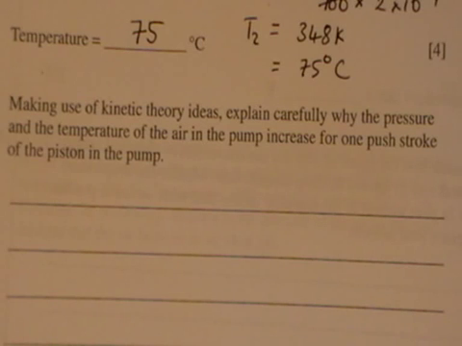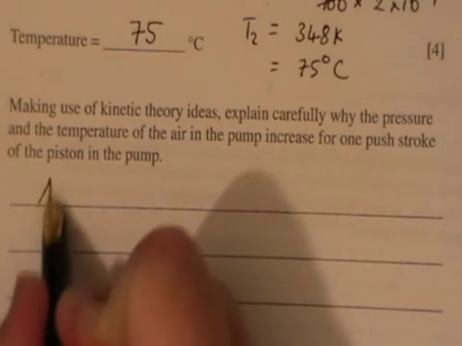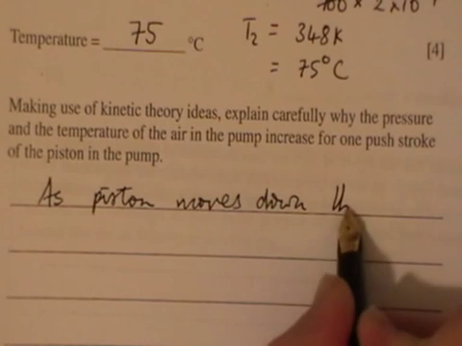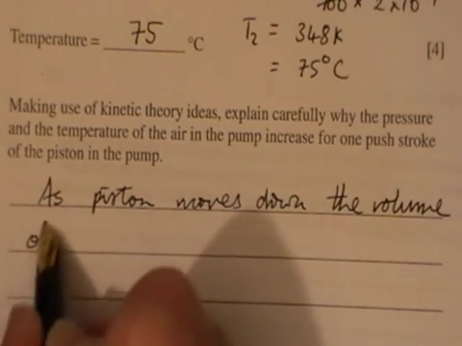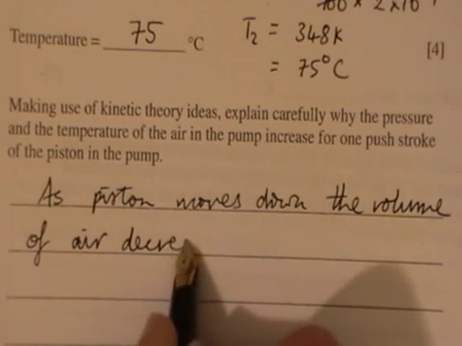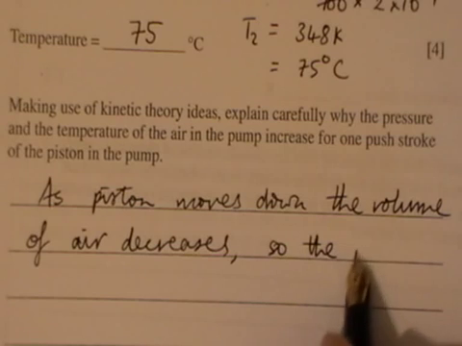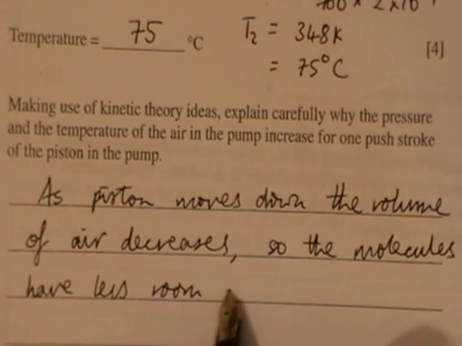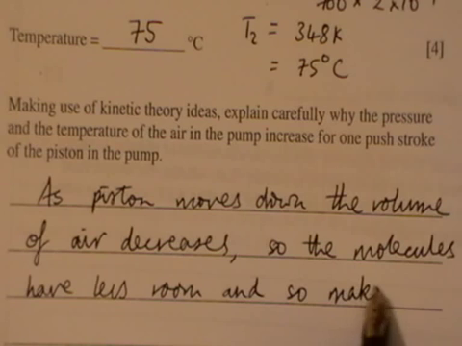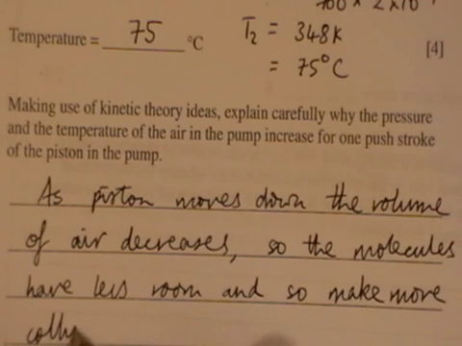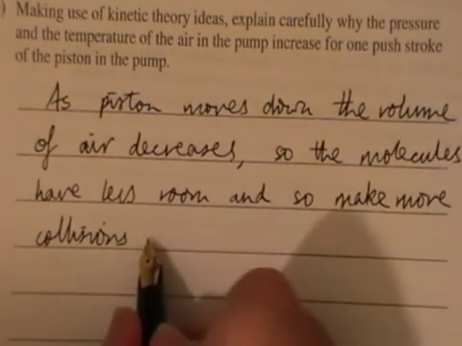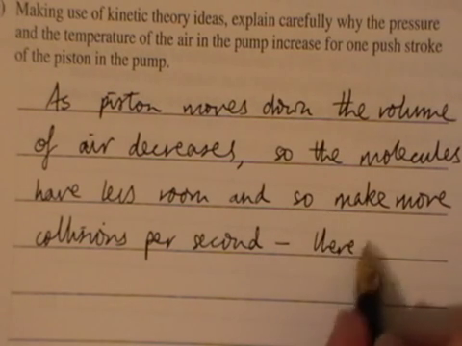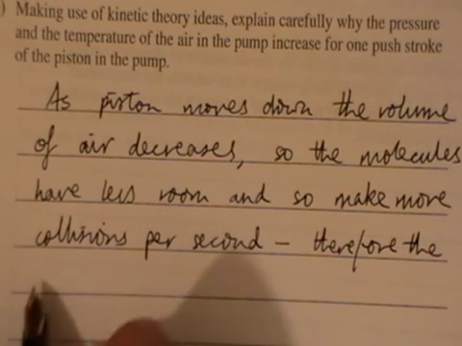So what we're looking at now is that as the piston moves down, the volume of gas decreases. In this case, the volume of air decreases. So the molecules have less room and so make more collisions per second. So they're making more collisions per second. Therefore, the pressure increases.